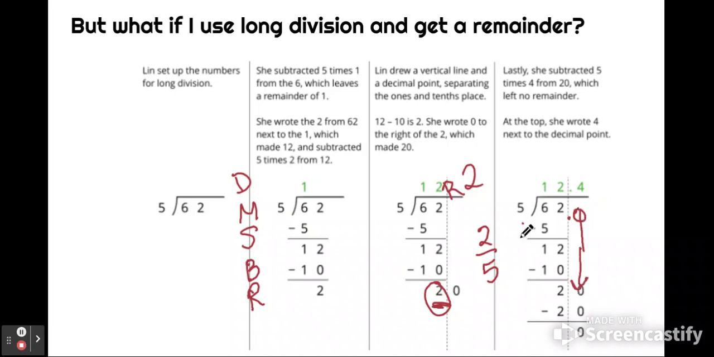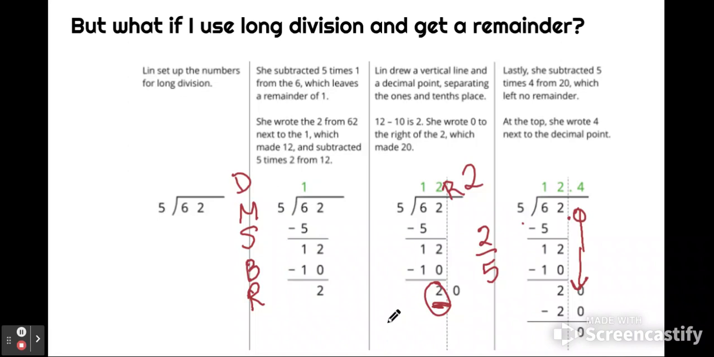And I'm going to look and say, okay, how many times does 5 go into 20? Well, 5 goes into 20 4 times. 4 times 5 is 20. I subtract. I finally end up with 0. I don't need to worry about any other zeros to bring down.